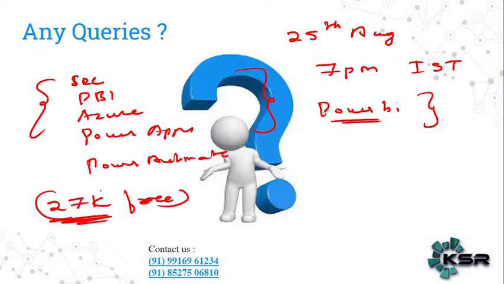27,000 is the fees. Well, if you pay it within 2-3 days, you'll get a discount and you can get it for 25k. 2k will be the discount.